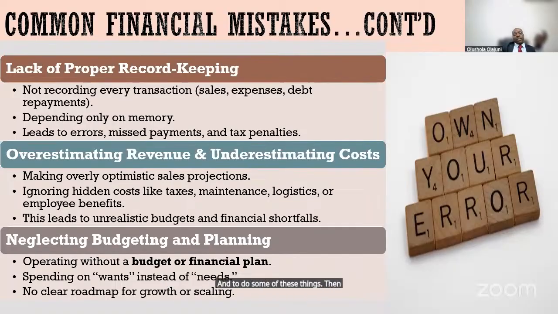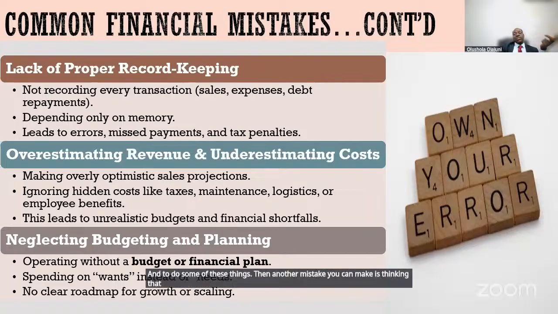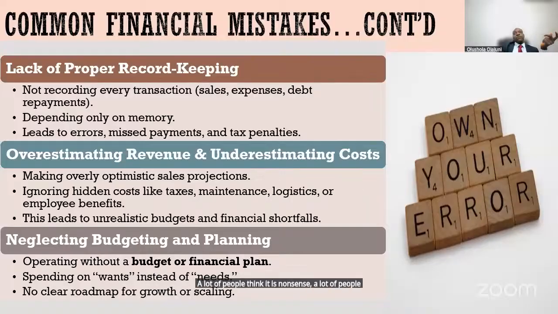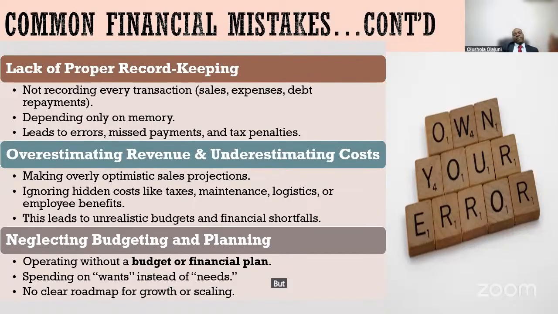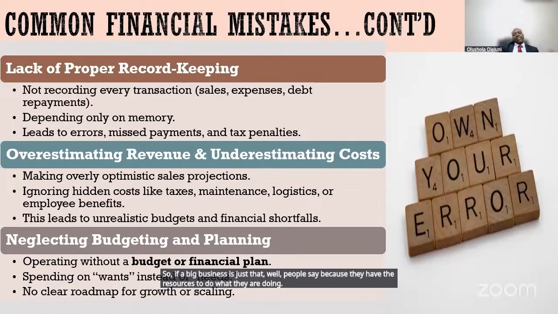Then another mistake you can make is thinking that planning and budgeting is nonsense. A lot of people think it is nonsense. Even big corporations do what we call strategic plans. I can assure you that every year they sit together and plan what they want to do. Some have a 5 year strategic plan. So if big businesses do that, well, some will say it's because they have the resources to do what they are doing. No, it starts small. Knowing what you want to do, how you want to do it. Those are the things you need to do.